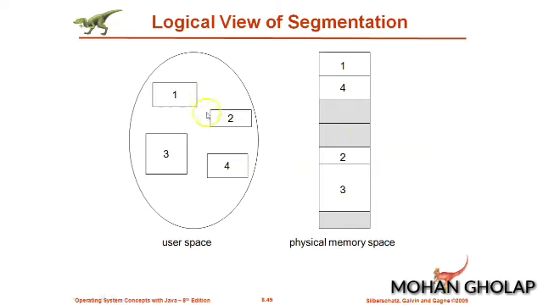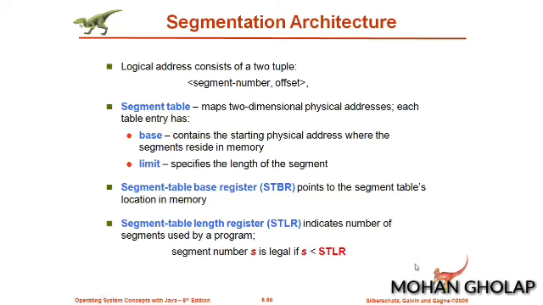Here it is shown with the help of numbers: segment 1 is going to occupy this memory space, segment 2 might occupy this memory space, segment 3 this one, and segment 4 this one. This is just an illustration of how exactly the segments can be mapped to the physical memory. Next we'll see the segmentation architecture. Again, the logical address space is divided into a number of segments, and in order to identify each segment, the logical address here consists of two tuples.